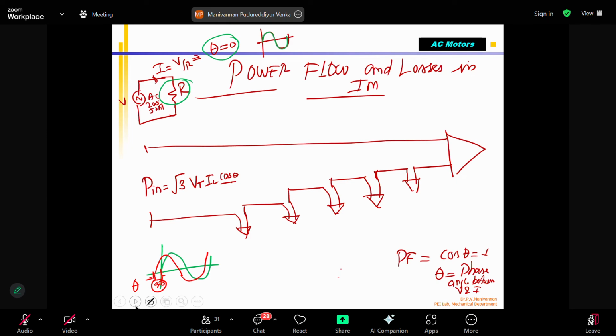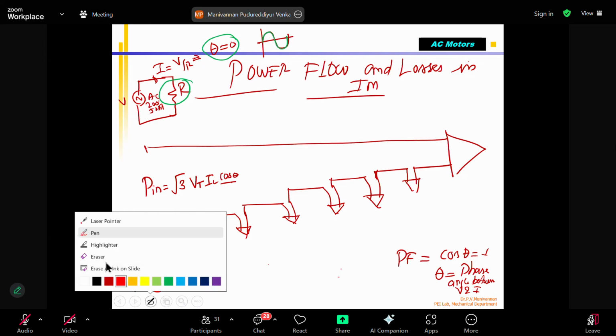Generally it is not acceptable, but that happens in pure inductance. But the inductance in a motor coil has a resistance also. That's why R and jX, because of that the power factor value will be very much between 0 and 1, depending upon the inductance of the motor coil. Correct? More inductance, the power factor will be bad.